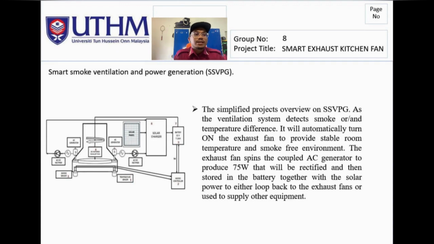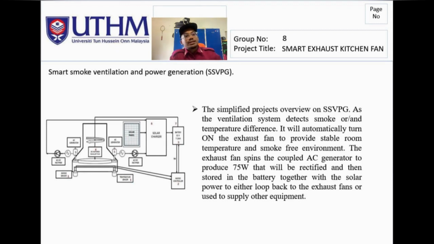As the ventilation system detects smoke or a temperature difference, it will automatically turn on the exhaust fan to provide a stable room temperature and a smoke-free environment. Okay, the exhaust fan spins the coupled AC generator to produce 75 watts that will be rectified and then stored in the battery storage, together with the solar power, to either loop back to the exhaust fan or use it to supply other equipment.